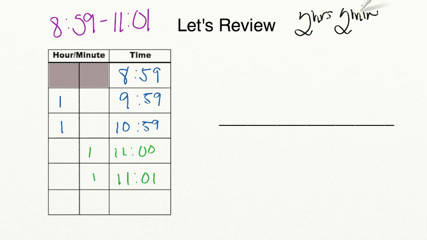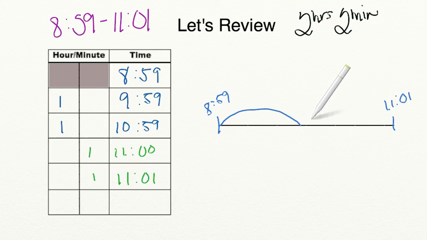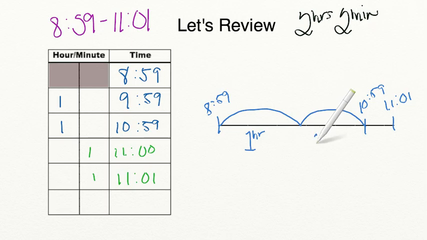Let's go ahead and check our work using the number line below. We're going to make sure that we put our start time, which is 8:59, and then we need to record our end time, which is 11:01. Now we're going to start by moving in 1 hour intervals. From 8:59 to 9:59, we have 1 hour. From 9:59 to 10:59, we have 1 more hour. So again, I need to make sure that I write down my units as we use our number line so that I don't get confused with minutes and hours.